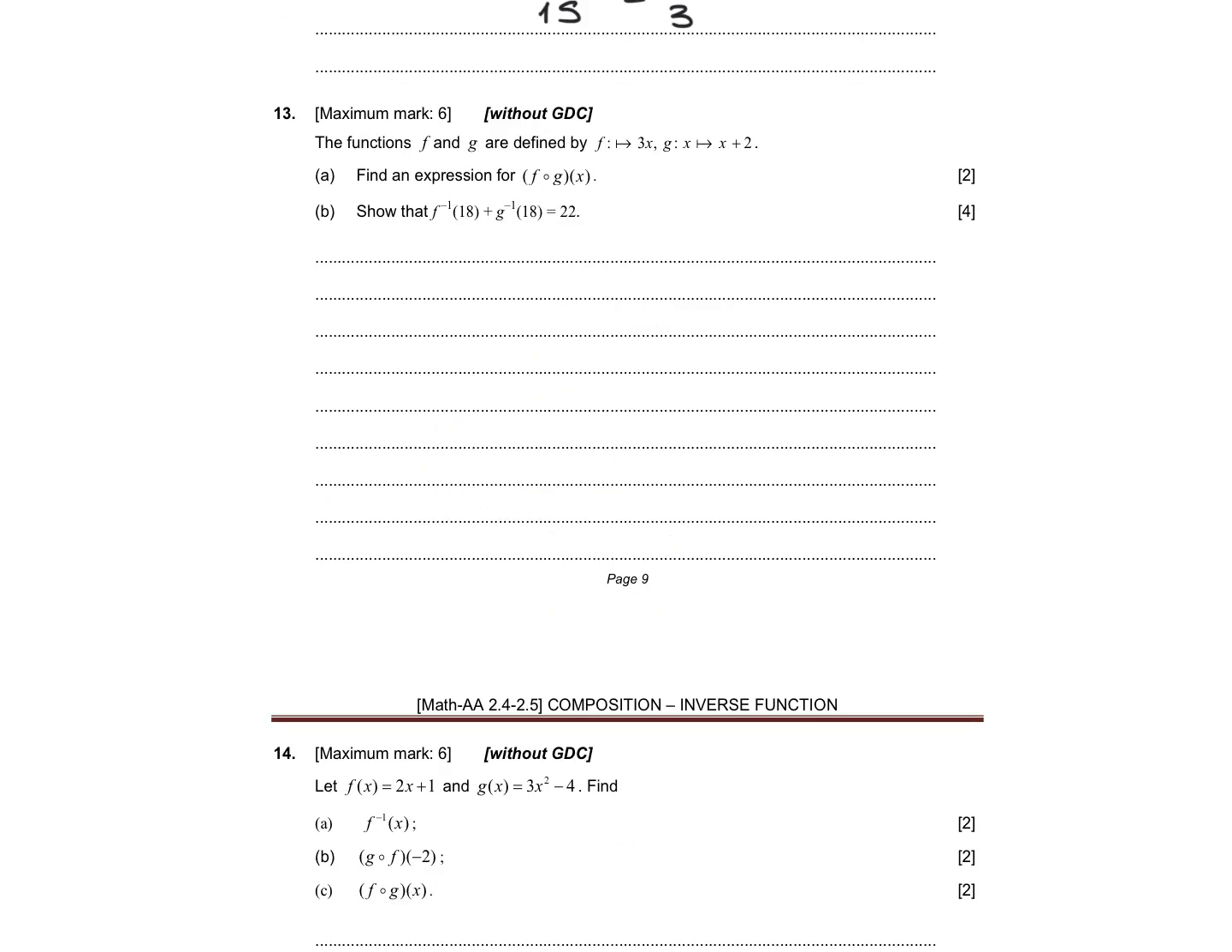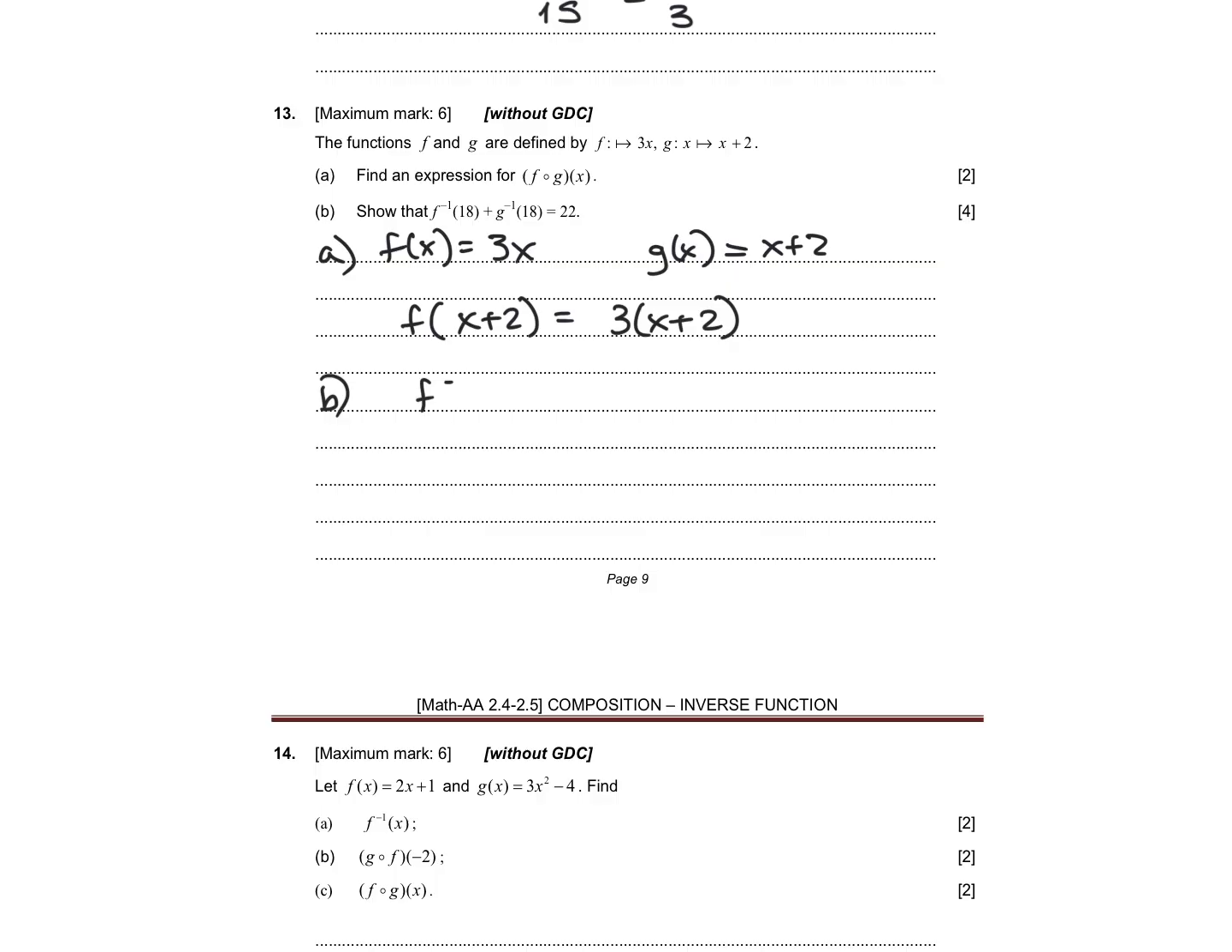13, if we want to substitute g into f, so just rewriting it like this, we're substituting x plus 2 into f, so we're going to have 3x plus 2. And for b, we want to show that the inverse of f at 18 plus the inverse of g at 18 is 22.